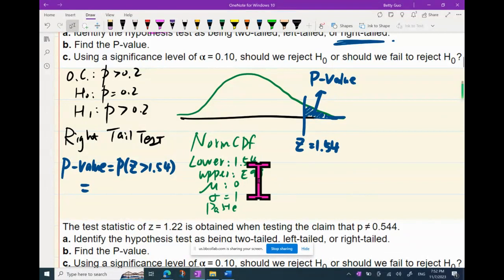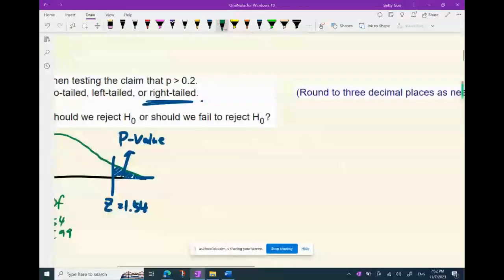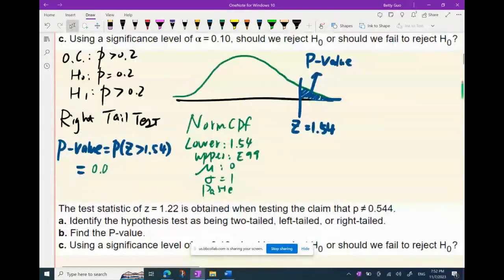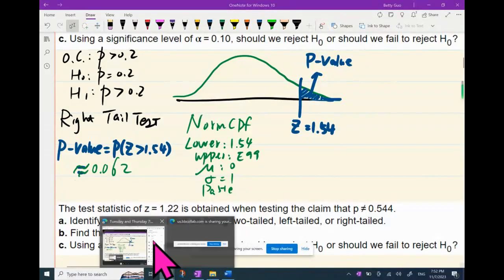Let's see, do we have any questions? You probably have the answer. Let me figure out my answer and then compare with yours. Round it to 3 decimal places as needed. Since it's 0.06178 and so on, round it up to 0.062. Yeah, that's the p-value, 0.062.